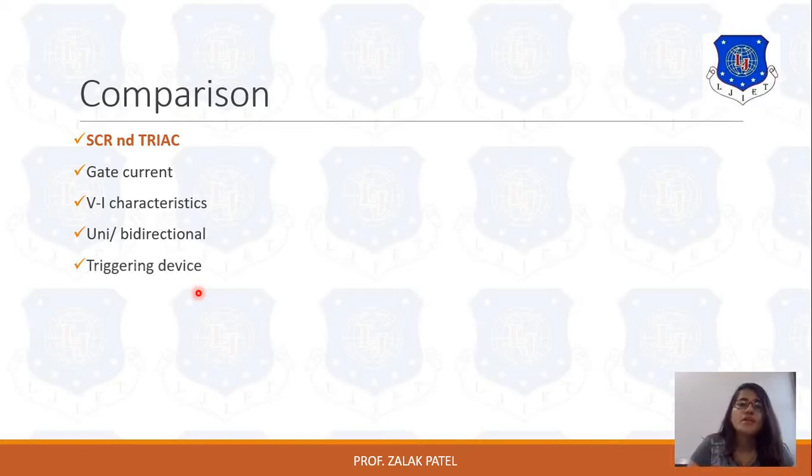Next is about the triggering device. SCR can be triggered using UJT. UJT means unijunction transistor. We will discuss some details about UJT in the next lecture, that how SCR will be triggered using UJT. While TRIAC, we already discussed, is triggered by DIAC, means diode for alternating current.